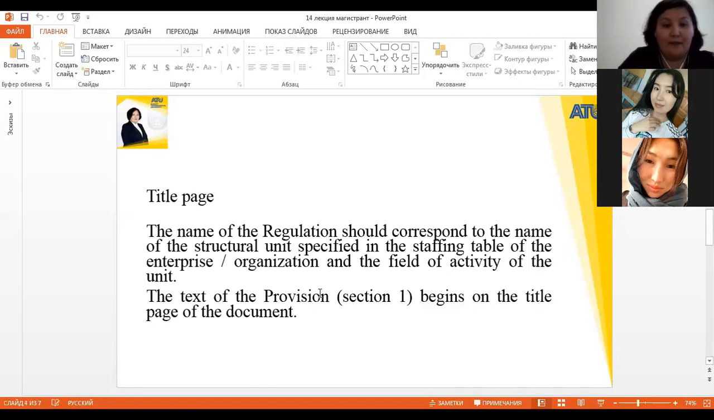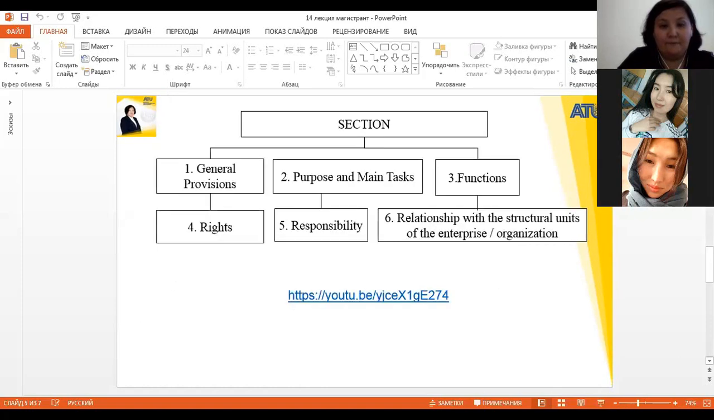Title page. The name of the regulation should correspond to the name of the structural unit specified in the staffing table of the enterprise organization, and here the field of activity of the unit. The text of the provision, Section 1, begins on the title page of the document. Section 1, general provisions, purpose, main tasks, functions. Section rights are written in the structural unit of the enterprise organization.